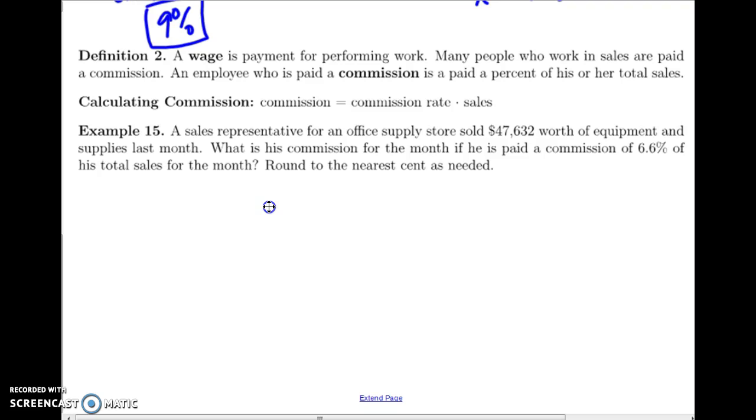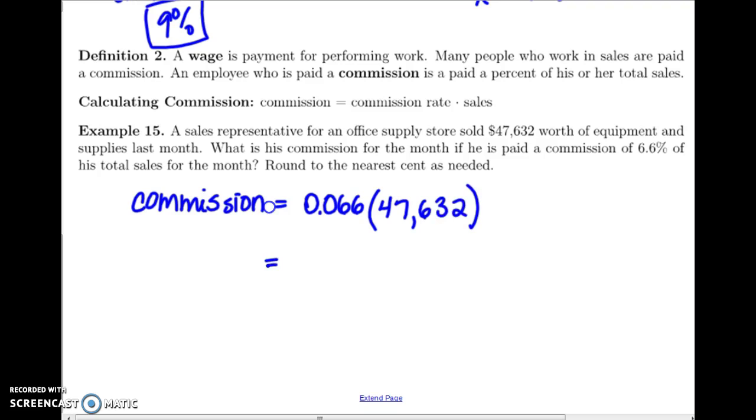So example 15, a sales representative for an office supply store sold $47,632 worth of equipment and supplies last month. What is his compensation for the month if he is paid a commission of 6.6% of his total sales for the month? Round to the nearest cent as needed. So again, you could use the proportion method. I think it's easier to just multiply. So our commission, what this person actually makes for the month, would be 0.066, there's our rate, times the $47,632. And this is money, so dollar sign.